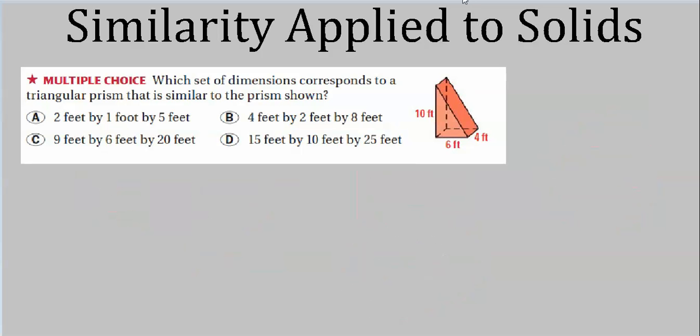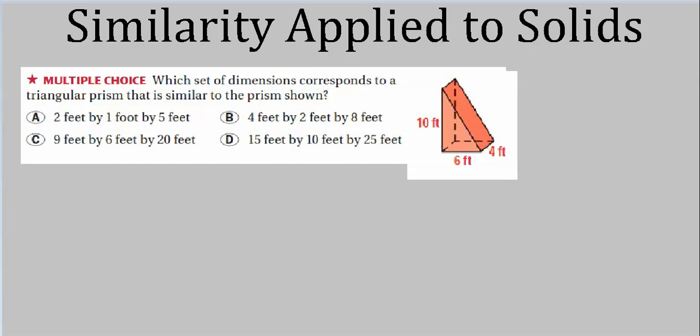Which dimensions would correspond to a similar triangular prism? Similar to this one here. That looks better. So all we need to do is figure out which of these sets of three numbers correspond to multiples of all three numbers, and they have to all be the same multiple.